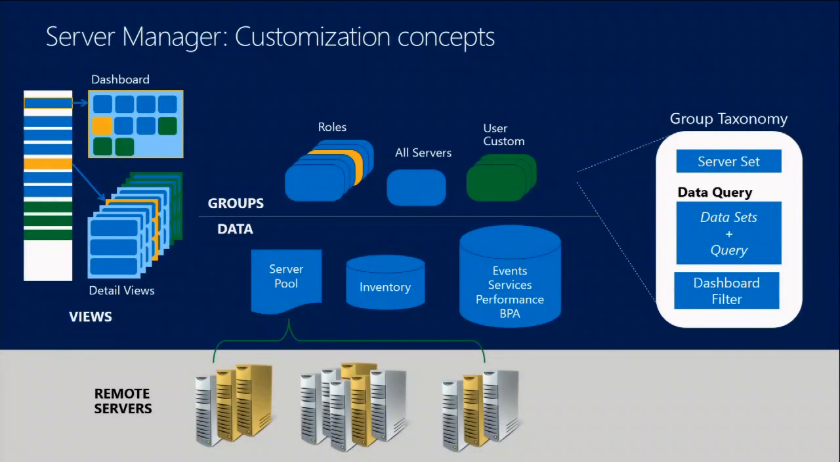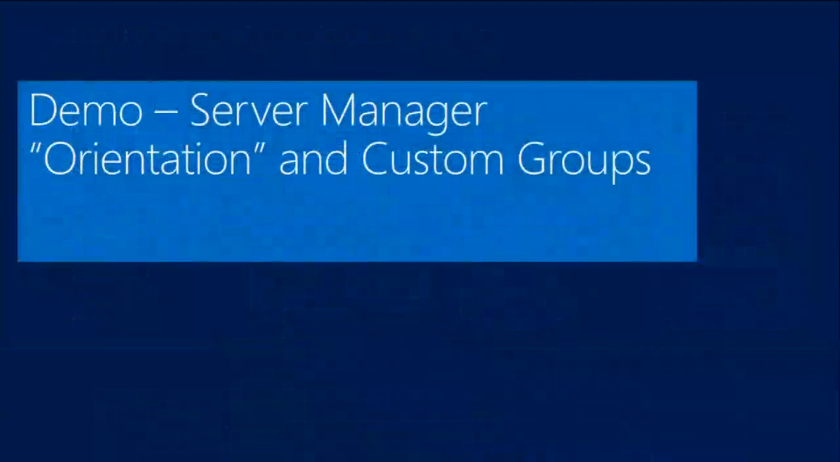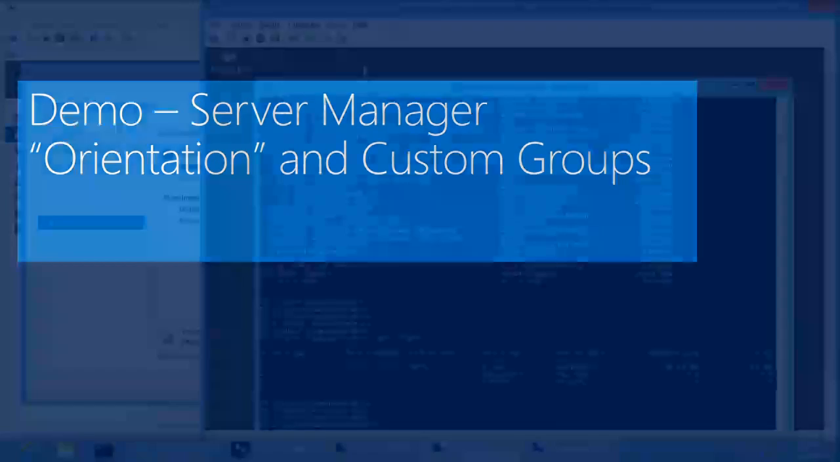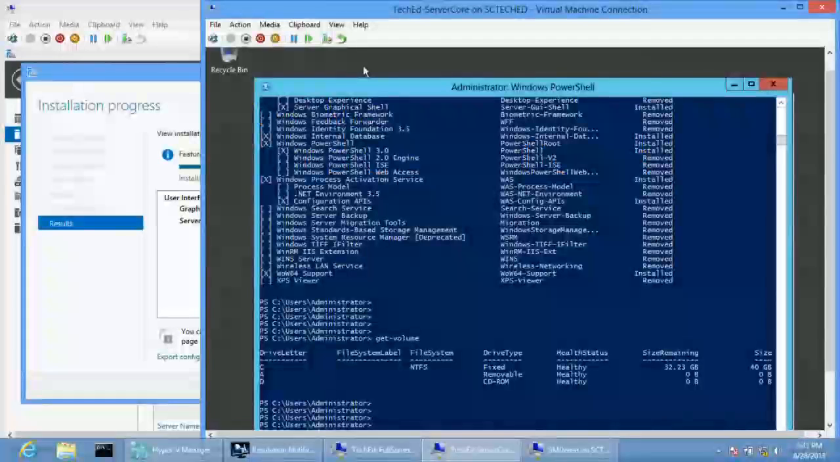Once you created a custom group, you basically define which servers are in this custom group, what is the server set. You define what data you want to collect from these servers, so what are the kind of queries you want to run there, and dashboard filters that will allow you to customize the level of information you want to see on the dashboard and in the detail view for the servers. So let's go to a demo.